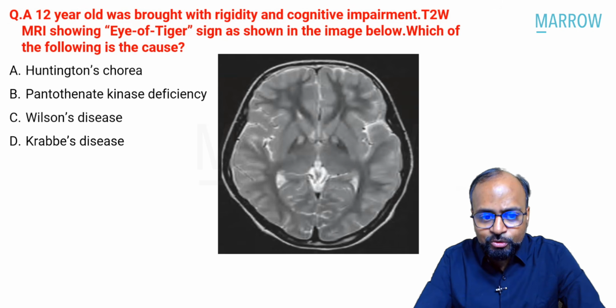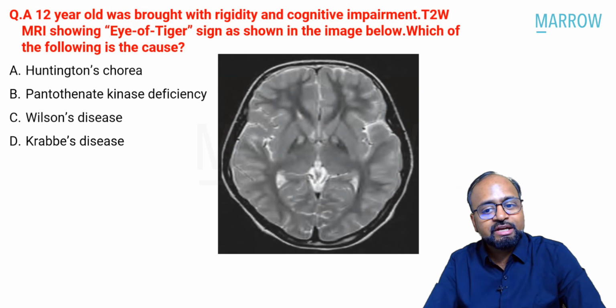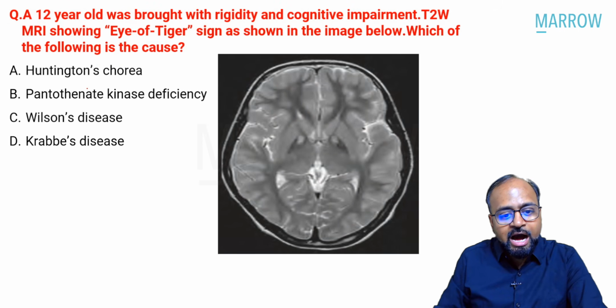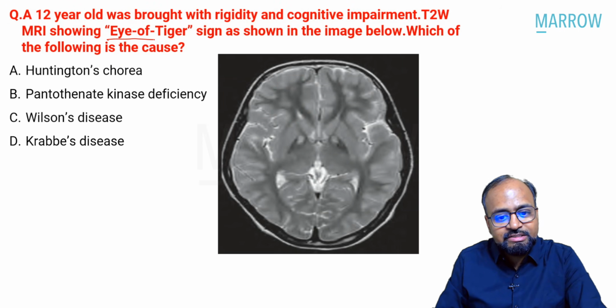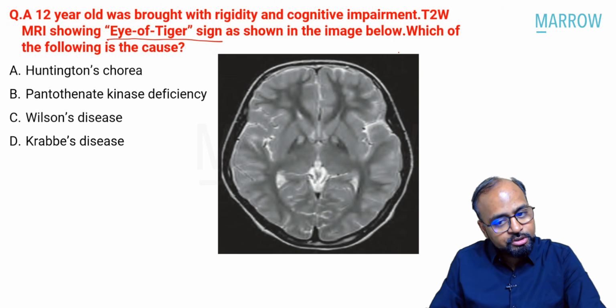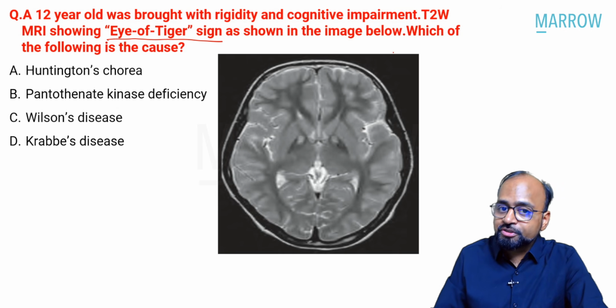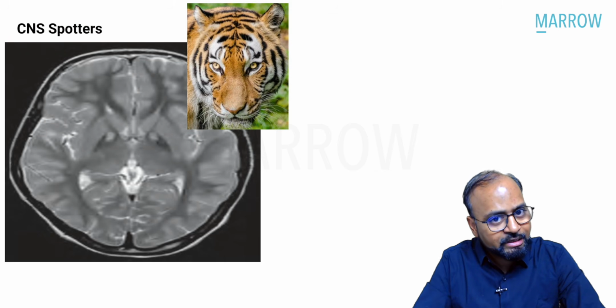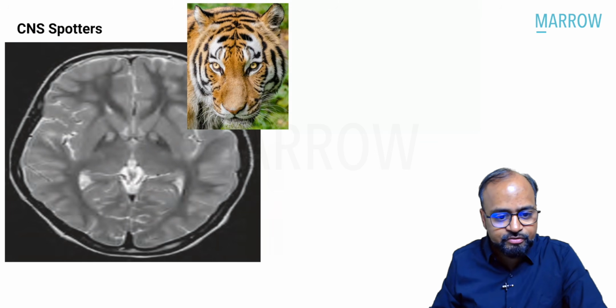A 12-year-old was brought with rigidity and cognitive impairment. A T2-weighted MRI was showing an eye of the tiger sign as shown in the image below. Which of the following is the cause? Now, eye of the tiger sign, right, is something like this. So, what is this? Let us try to understand this first.